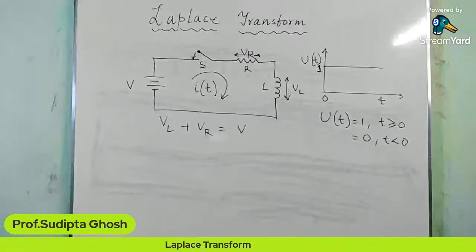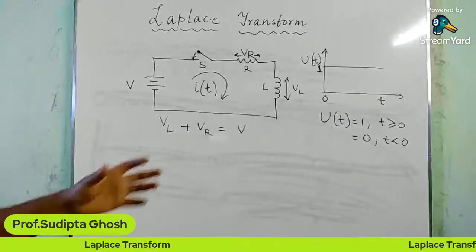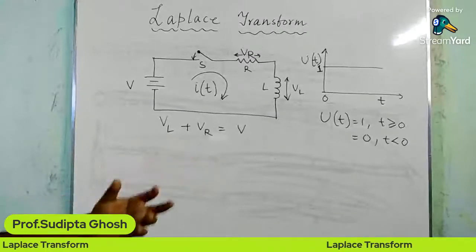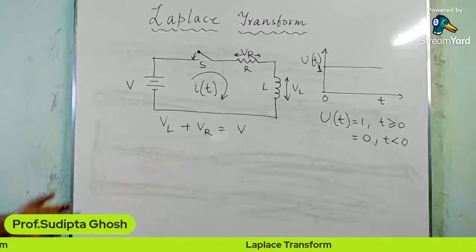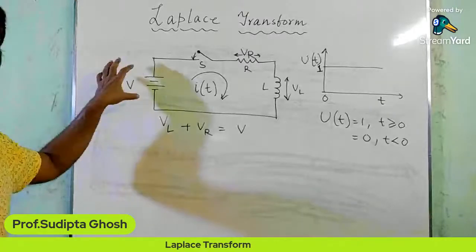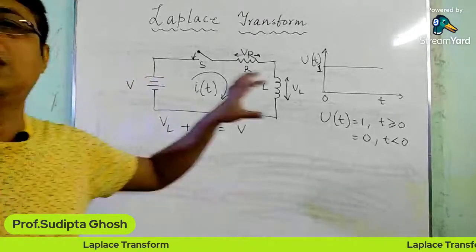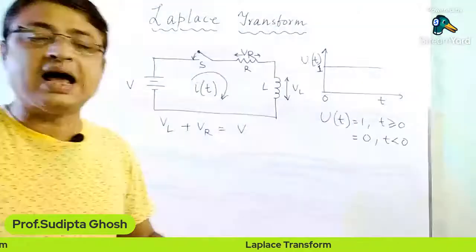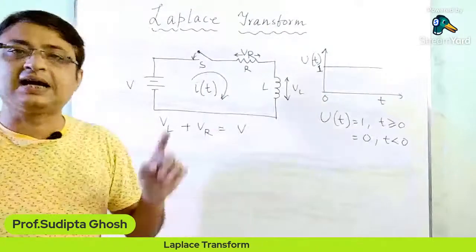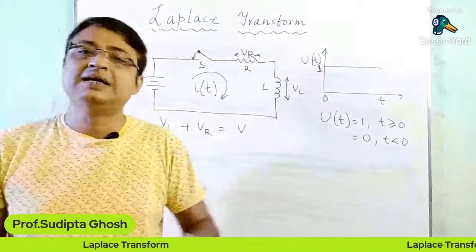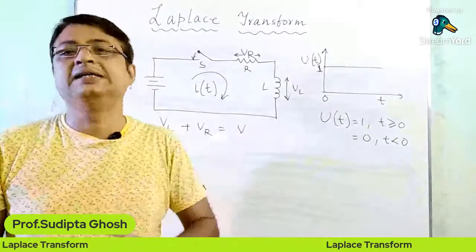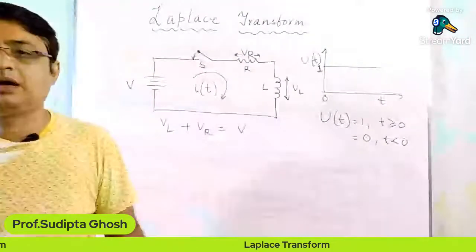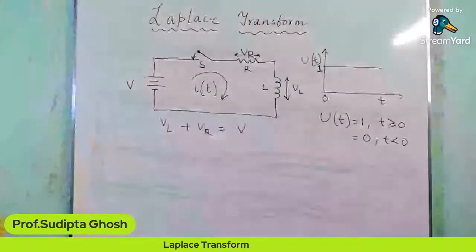So now, after associating this unit step function with this voltage source, or with this value of voltage V, we have a current i(t), which is time dependent.